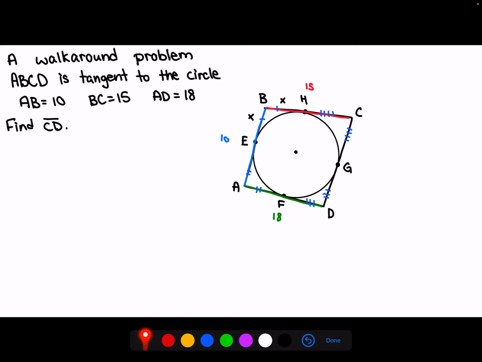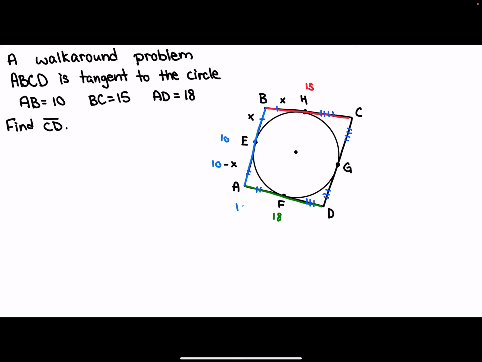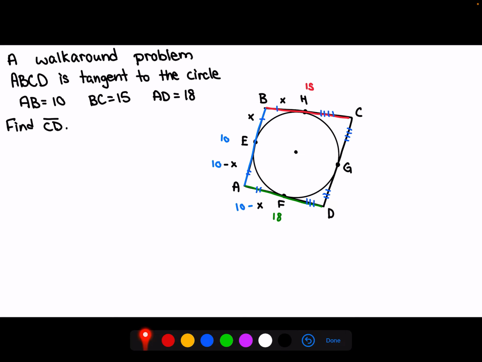circle. Since BE is X, that means that BH is also X, because they share a common endpoint. They're both tangent lines, so that makes them congruent to each other. If BE is X and AB is 10, then I can find AE. It'd be the whole thing, 10, minus BE, which is X. So AE is 10 minus X. And if AE is 10 minus X, AF will be the same thing, because tangent lines that share the same endpoint are congruent.